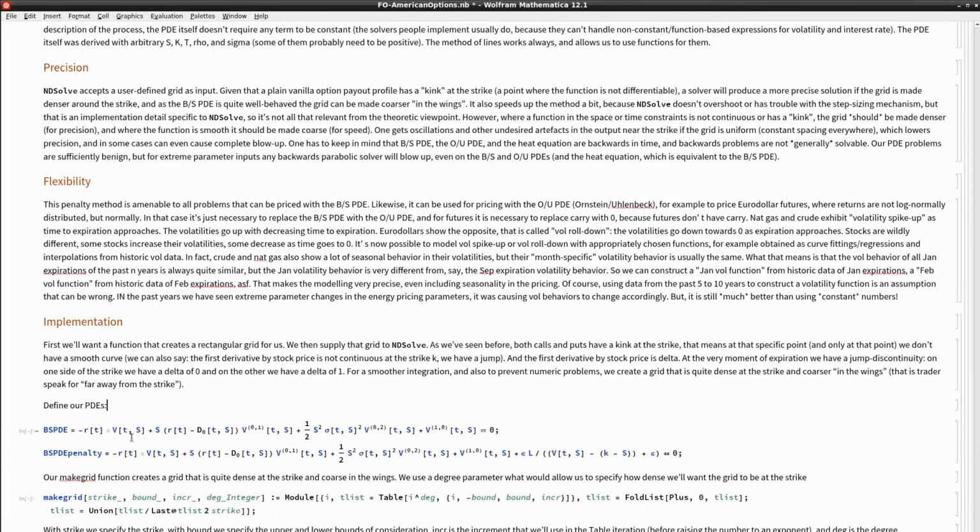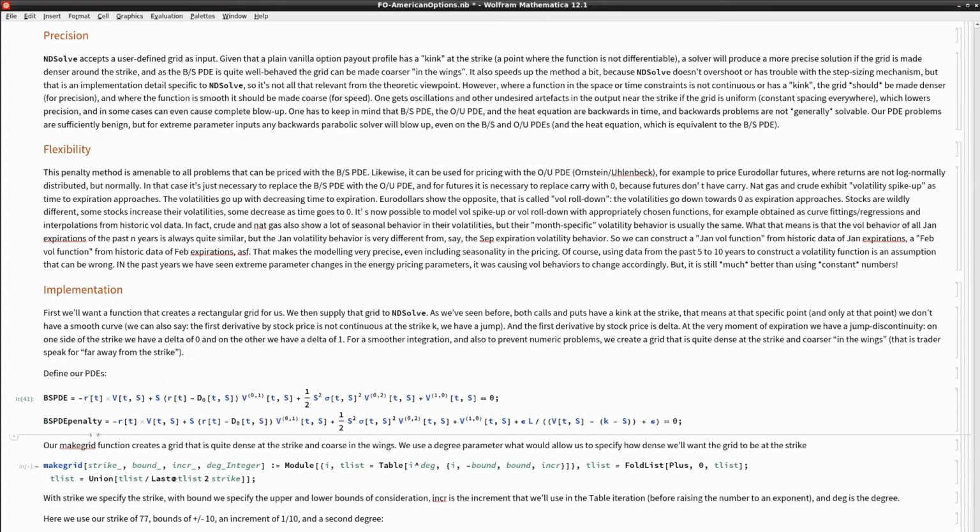So for smoother integration and also to prevent numeric problems, we create that grid that we want to use with a helper function. First we need to define our Black-Scholes PDE and our Black-Scholes PDE penalty version. Right? You can see they are the same, except here we are adding epsilon L divided by this denominator that we've discussed previously. They are the same except for this term. So we have these two differential equations. Then we define our make grid function.